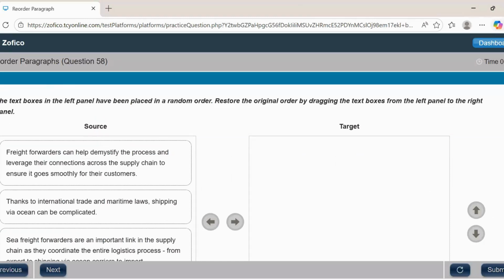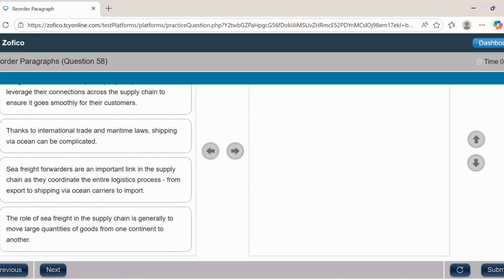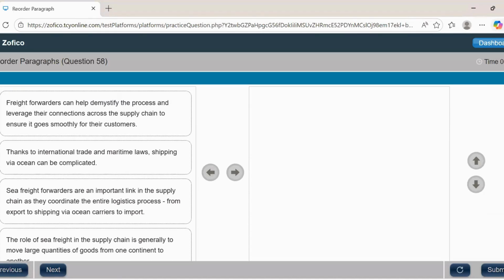See, I will tell you what is the strategy of reorder paragraph. So you have been given different small paragraphs, okay, and you have to give them a sequence. You have to place them sequence wise, meaning which paragraph should come first, which should be next, and which should be the following paragraph. So this is the sequence that you have to follow.